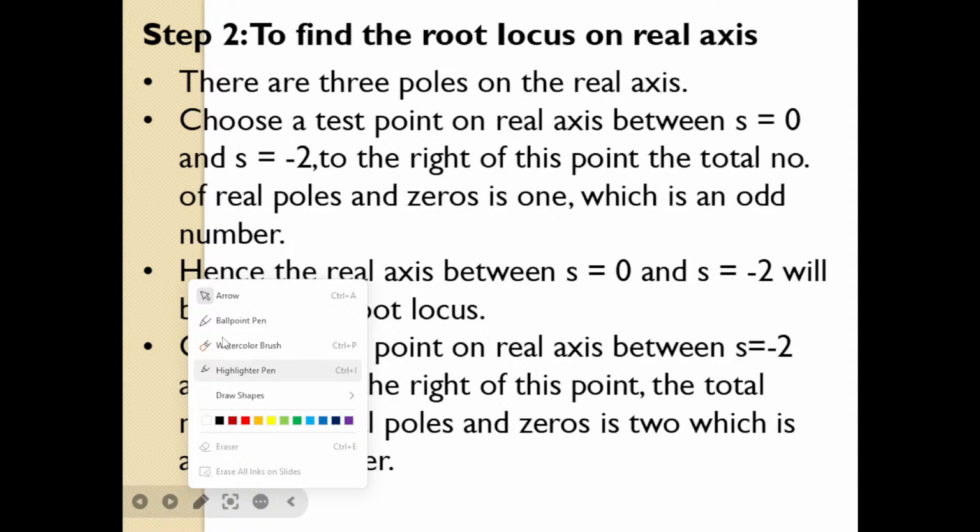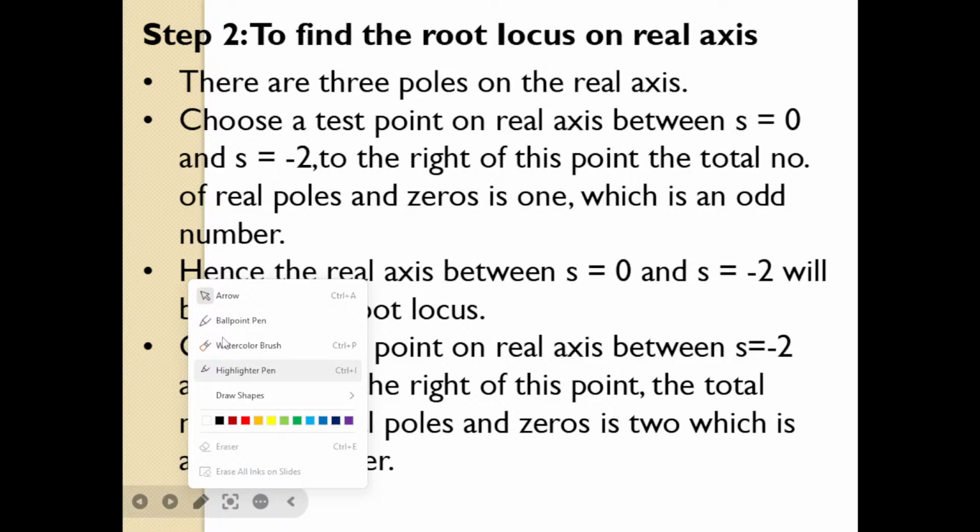Now consider a test point on the left side of P2. Look towards the right. Sum of poles and zeros is an even number, that is only 2 poles are there, therefore there will not be any root locus between P2 and P3. Now consider a test point on the left side of P3. Look towards the right side. Sum of poles and zeros is an odd number, which is 3. Therefore there will be a root locus from P3 to infinity.